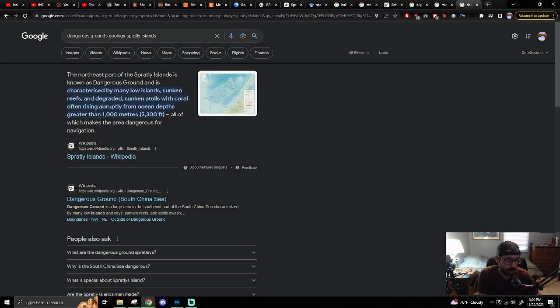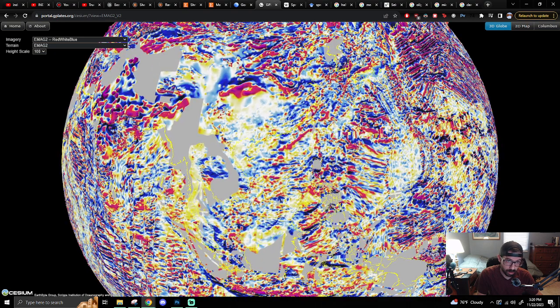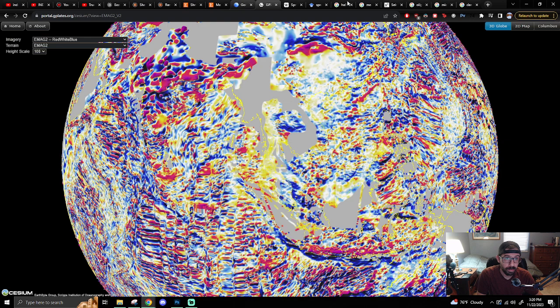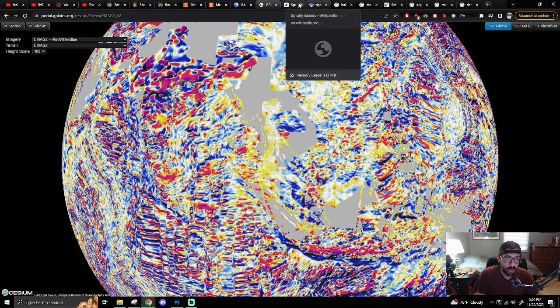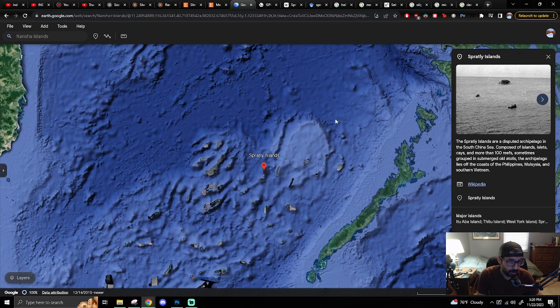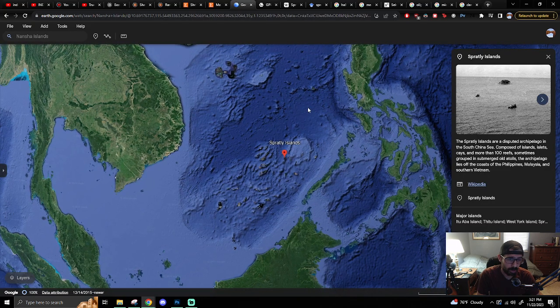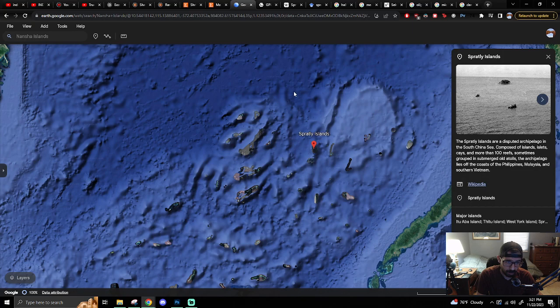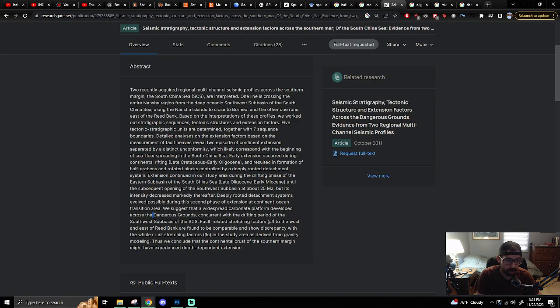The northeast part of the Spratly Islands is known as dangerous grounds and is characterized by many low islands, sunken reefs, and degraded sunken atolls. So northeastern part, kind of like where there's current flow. So imagine a current flow is coming this way along the eastern margin of Asia to Indonesia, and then under this continental segment that had formed of the Spratly Islands, its first encounter is going to be in the northeastern portion of the region. So it would make sense that the northeastern portion would have the most sunkenness. I'm not sure exactly where it's referring to still. Like, this looks maybe like it came in through here, really. But to a point where it's called the dangerous grounds.